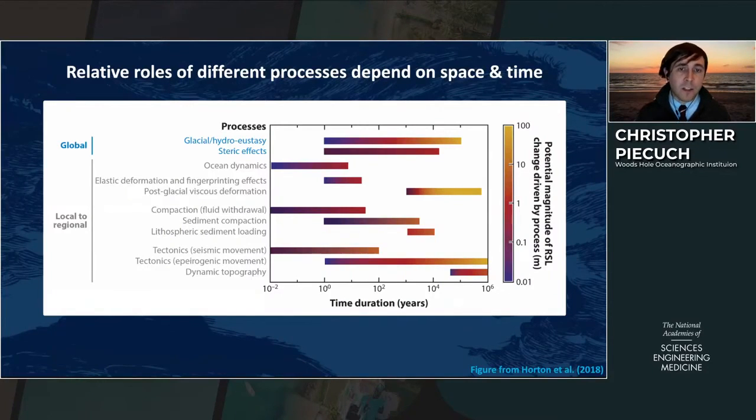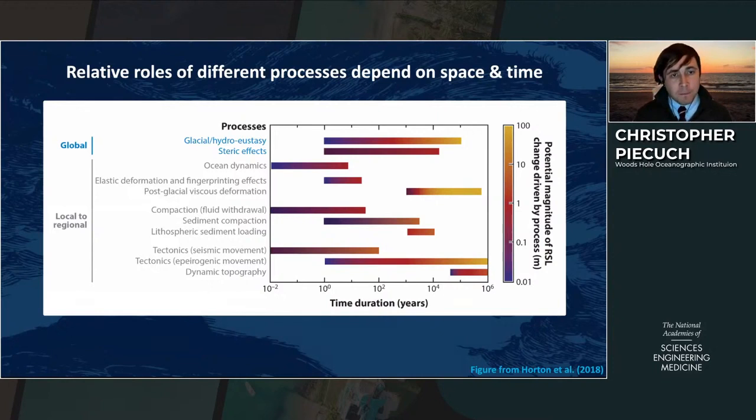And they're indicating how much sea level change that given process can contribute depending on spatial scale, which is indicated by the colors to the left, global in blue and local and regional in gray. Time scale is on the x-axis on a logarithmic scale. And the color shading indicates the rough order of magnitude of sea level change associated with that process. So for example, if you look at ocean dynamics, which is the first regional process in gray, and you look at the annual time scale, so 10 to the 0 years, you see that this process can cause on the order of decimeters to a meter of sea level change.